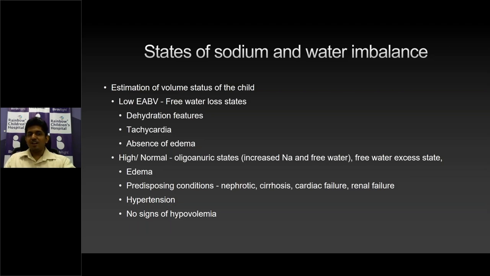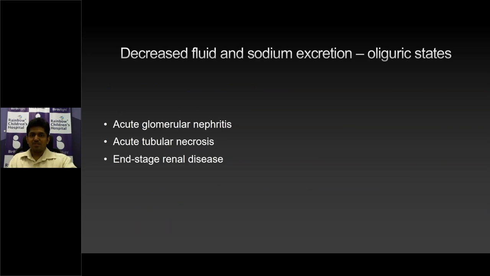And the other possibility is the high or normal volume state. Here you can detect the presence of edema, or any predisposing condition in the history, the presence of hypertension, and no signs of hypovolemia or dehydration. This is what you can gather grossly from history and clinical examination at admission. So at admission, classify your patient into low volume or normal or high volume. Then we will be going into the specifics.